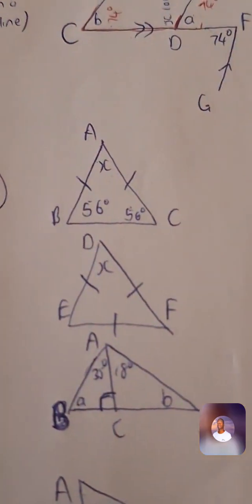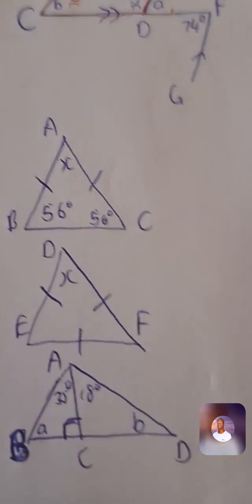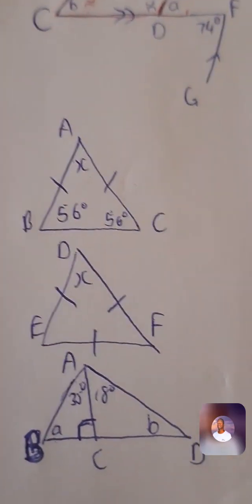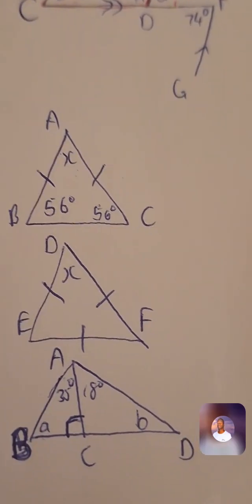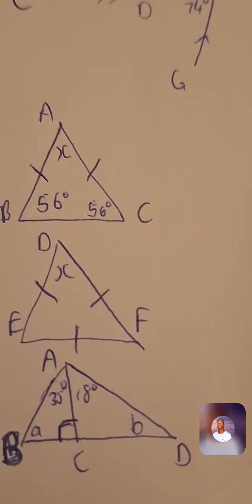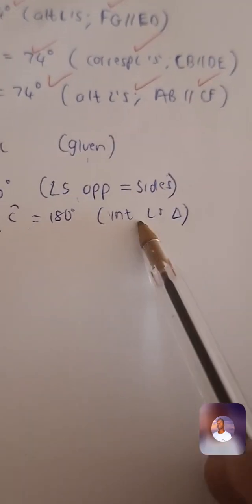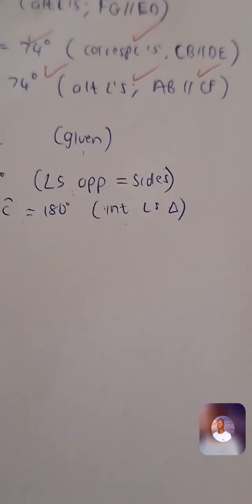Did you say a plus b plus c? Yeah, it's equal to 180 degrees. Angle A plus angle B plus angle C is equal to 180 degrees. And your acceptable reason, any one of those three: interior angles of a triangle, or you can say sum of angles in a triangle, or you can say angle sum in triangle.